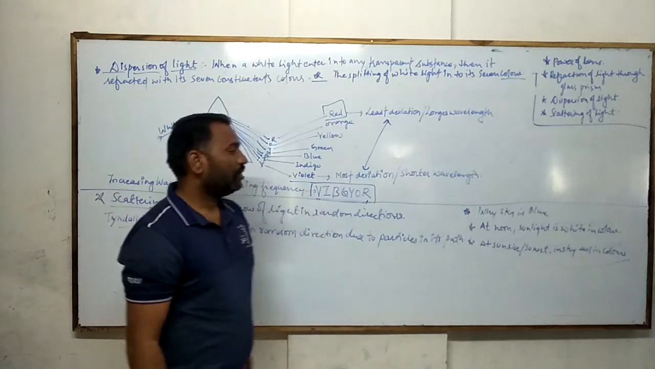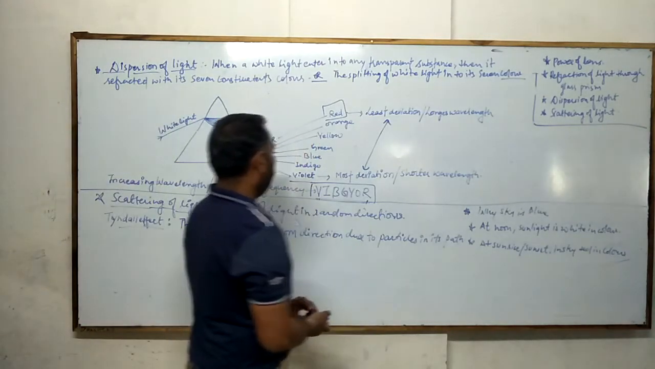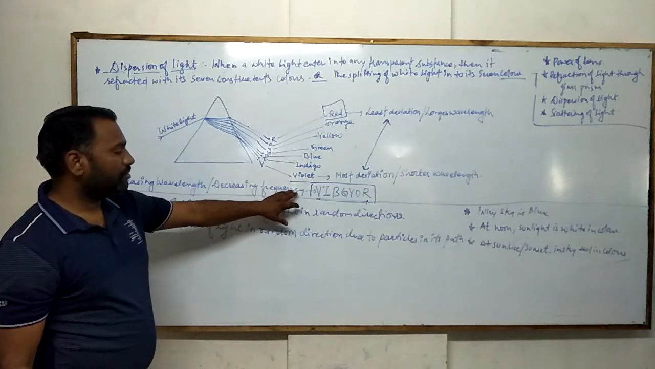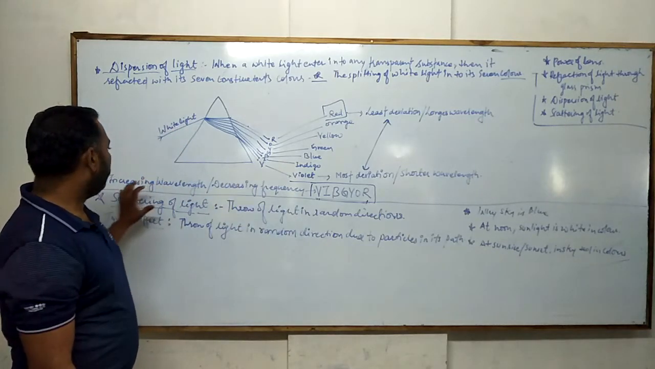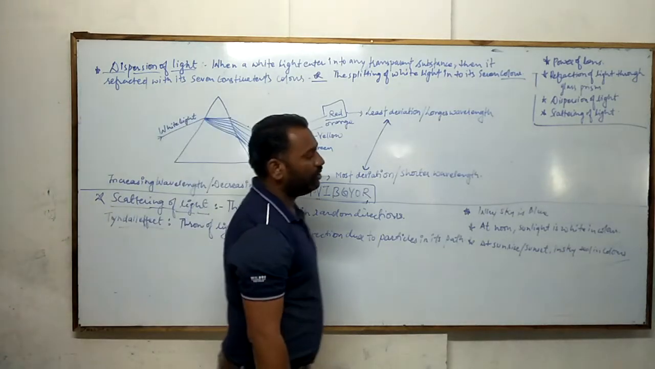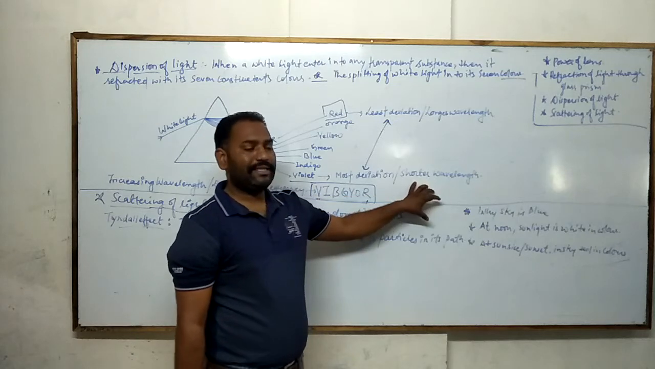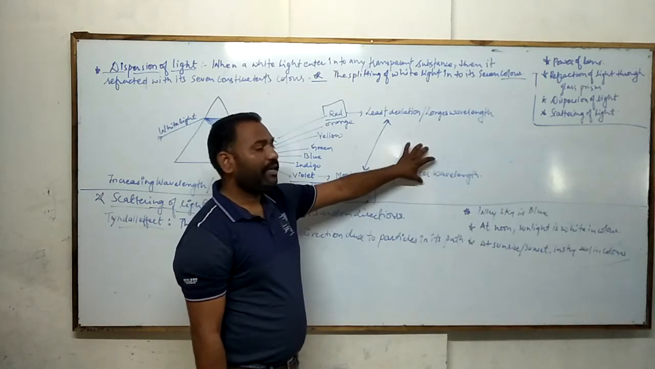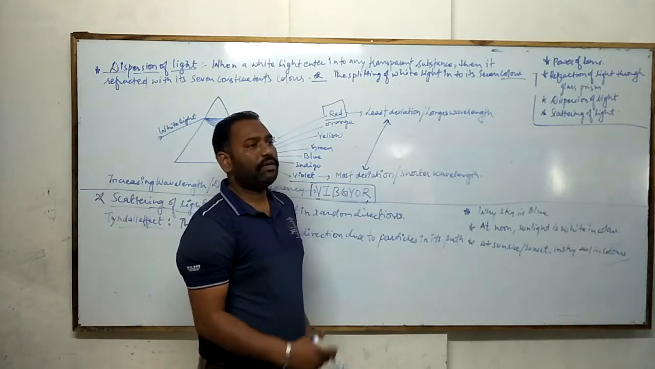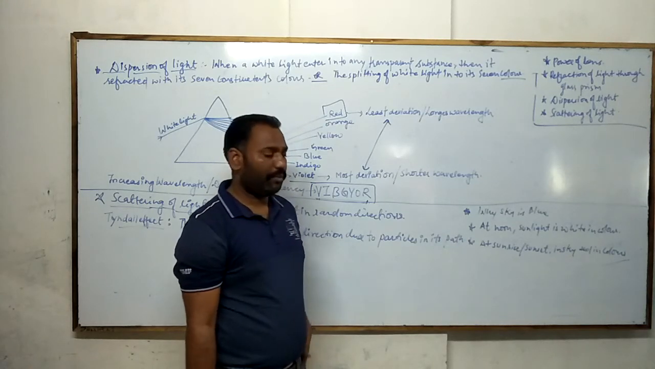Okay, first stop writing and see some things here. Once again, we have to see the increasing wavelength and decreasing frequency. Then generally you have seen in rainy days in the clear sky, VIBGYOR can be seen. So what is the cause of this formation of VIBGYOR?